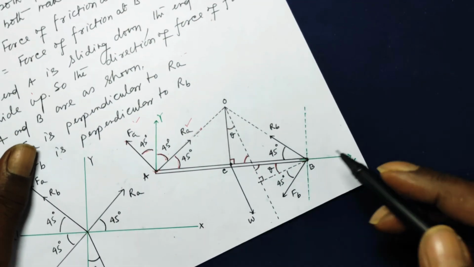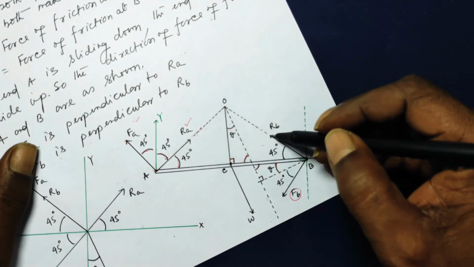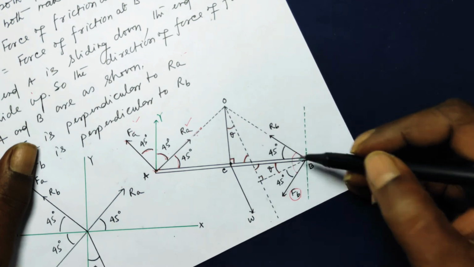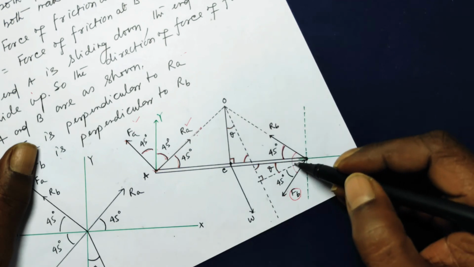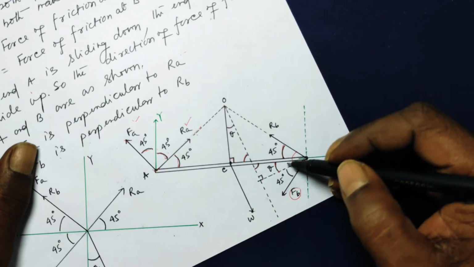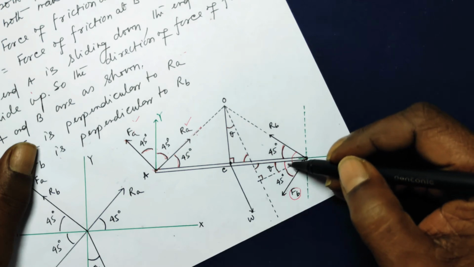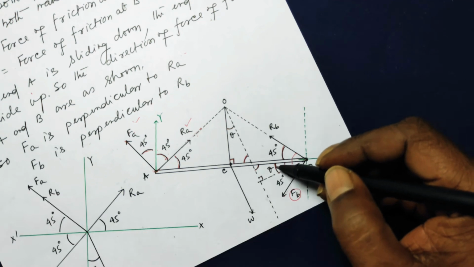Similarly, at the point of contact B, the force of friction FB is perpendicular to RB. So this whole angle from here to here is 90. This I have already proved as 45. So this remaining one will be 45. This remaining one will be 45, right? And out of which this angle is theta.